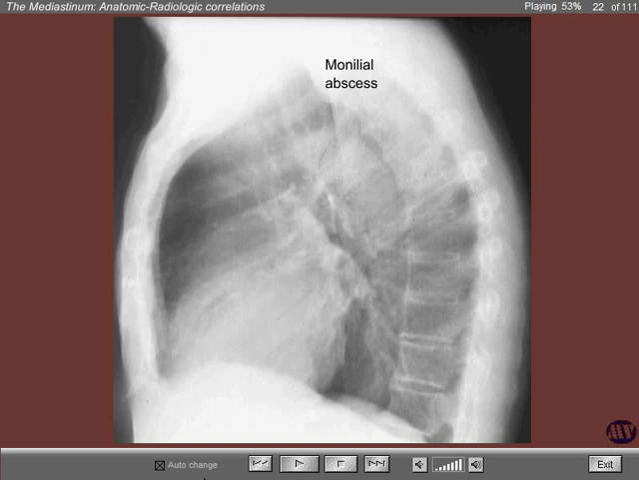So the only abnormality noted in this frontal and lateral view of the chest was an abnormality that affected the posterior junction line and precisely located the pathology in the posterior mediastinum behind the esophagus above the plane of the aortic arch.